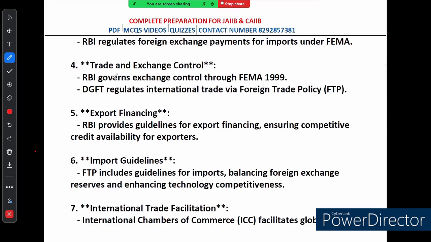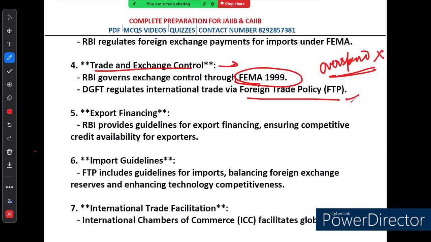Now let's come to the next topic, that is trade and exchange control. The RBI's main job is controlling how foreign exchange is used, which is done through FEMA 1999. This ensures that we don't overspend our forex reserve. So this overspending has to be eliminated. Now DGFT works alongside them with its Foreign Trade Policy, that is FTP, which regulates the actual international trade.